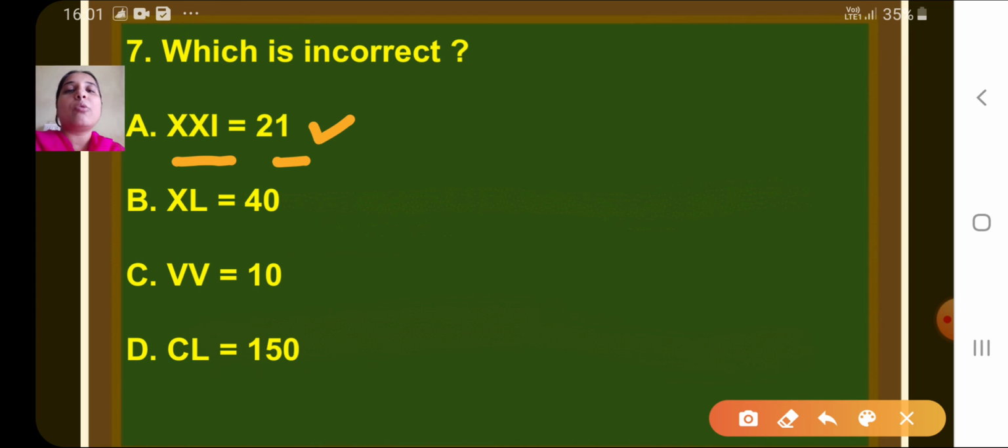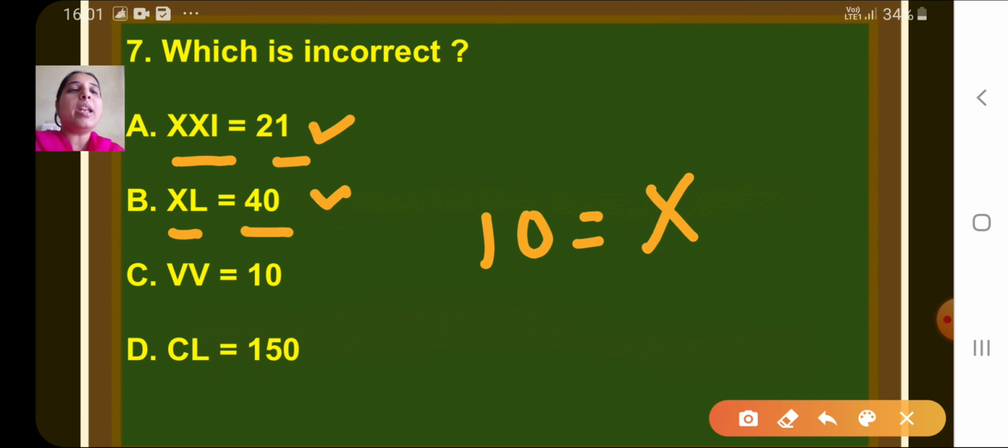Now let's move to the next option. XL is equal to 40. That is also correct. We write 40 like that only, XL. Now let's move to the next option. VV is equal to 10. Do we write 10 like that? No. How do we write 10 then? We write X for writing the number 10 in Roman numeral. So is this the way of writing 10 in Roman numeral? No, it means this one is incorrect. So you will just click on option number C, that is VV is equal to 10.